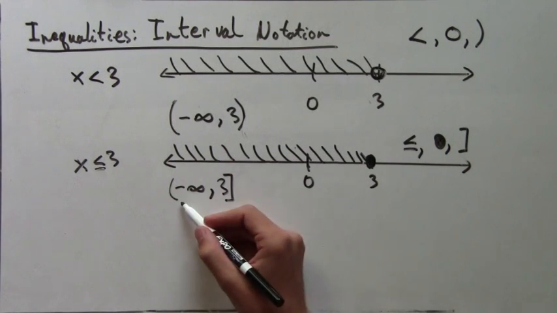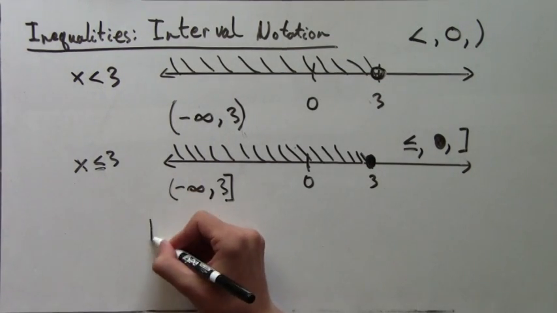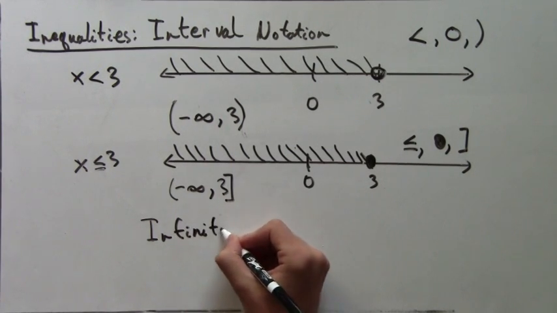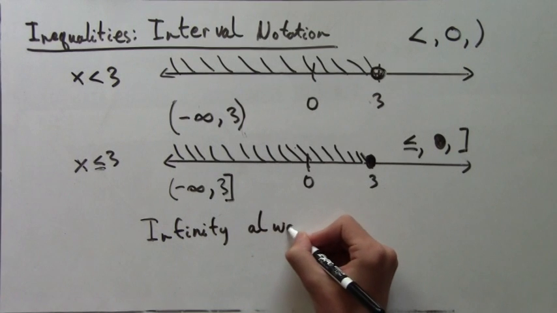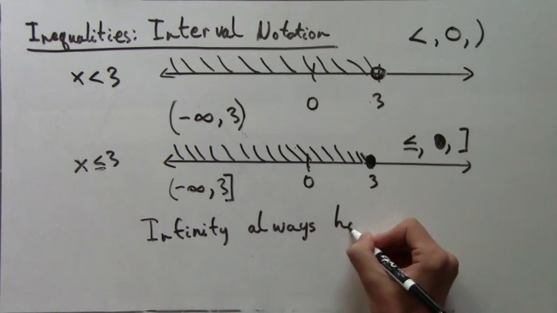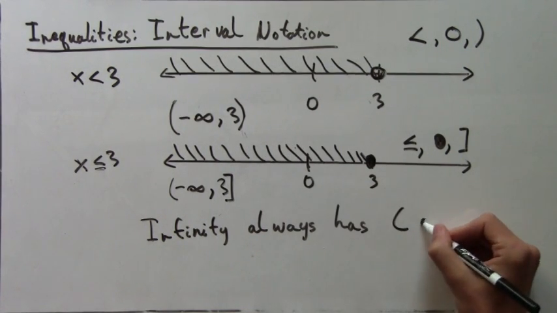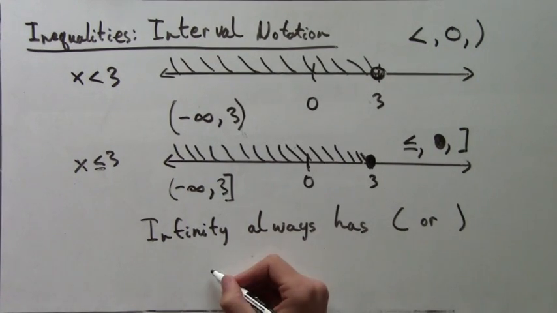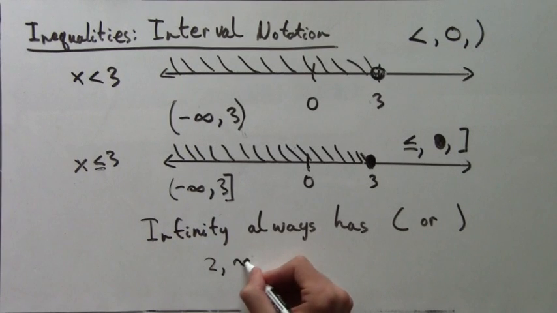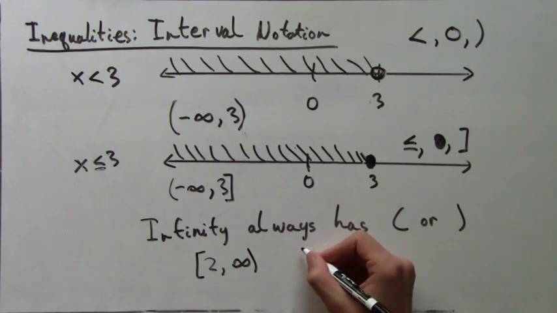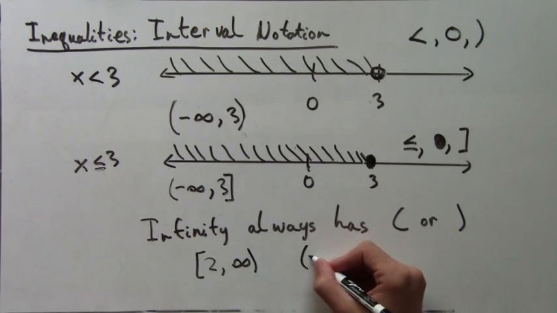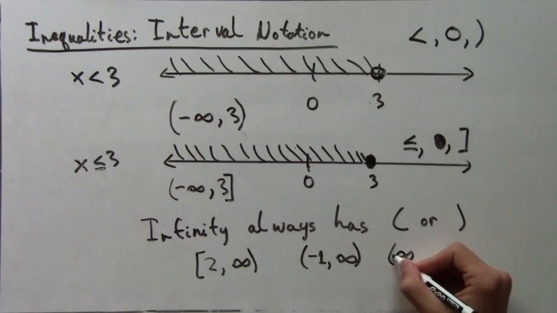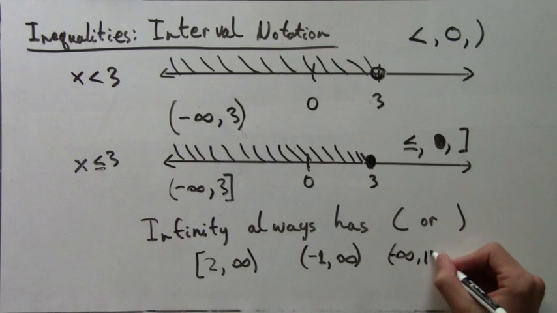An important rule to remember is that infinity will always have just an ordinary parenthesis by it. That's because you can't really have infinity in the set. Infinity is not a number. The -infinity, or you could also have a positive infinity, just means that the set never ends and keeps going on forever. There is no end. So you can't have it in the interval, so you have to mark it with a regular parenthesis.